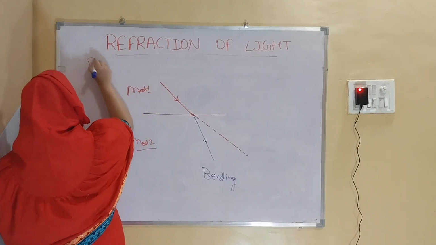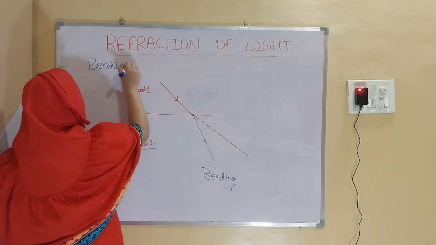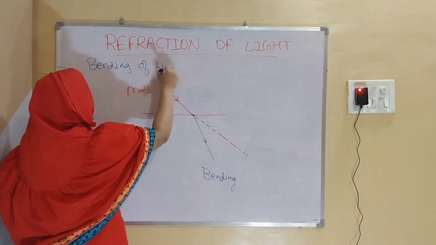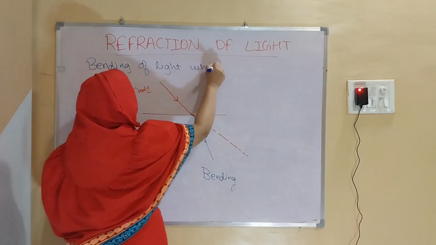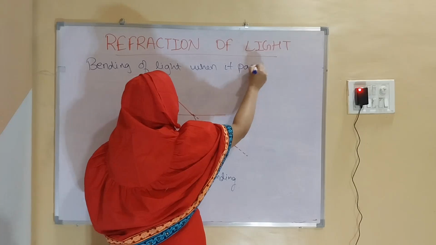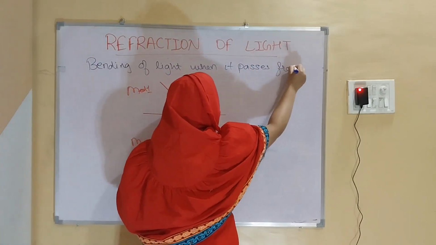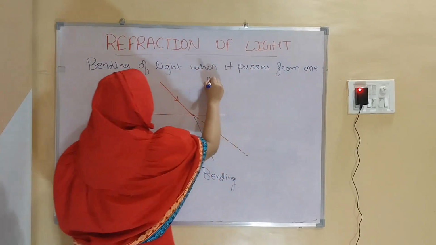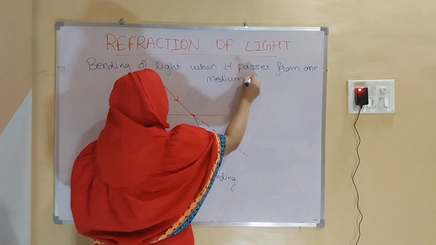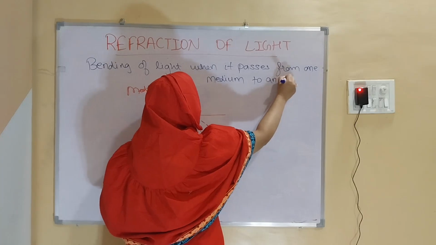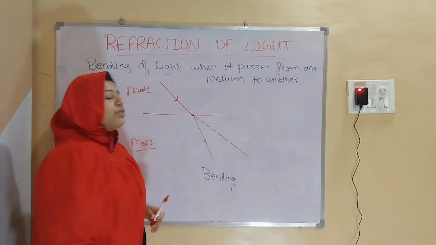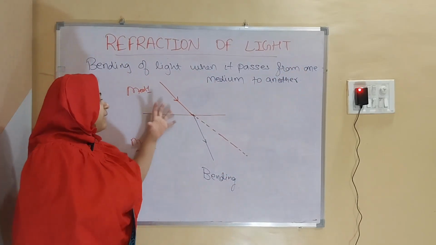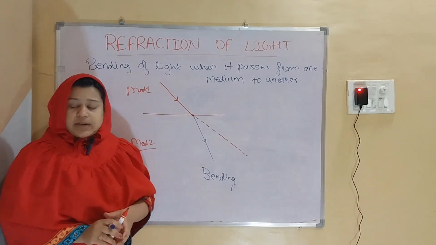So what is the definition of refraction? Refraction is the bending of light when it passes from one medium to another. Now, what is the reason behind this bending and what are the factors related to it? We will study.